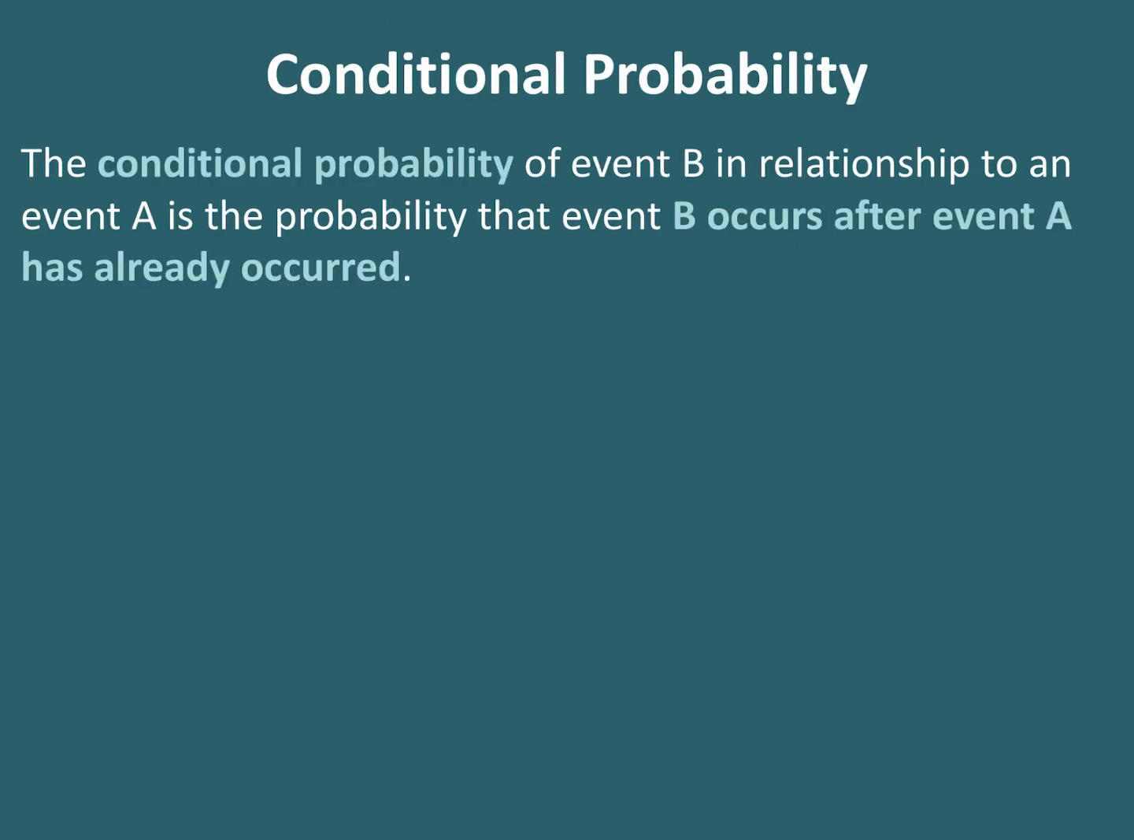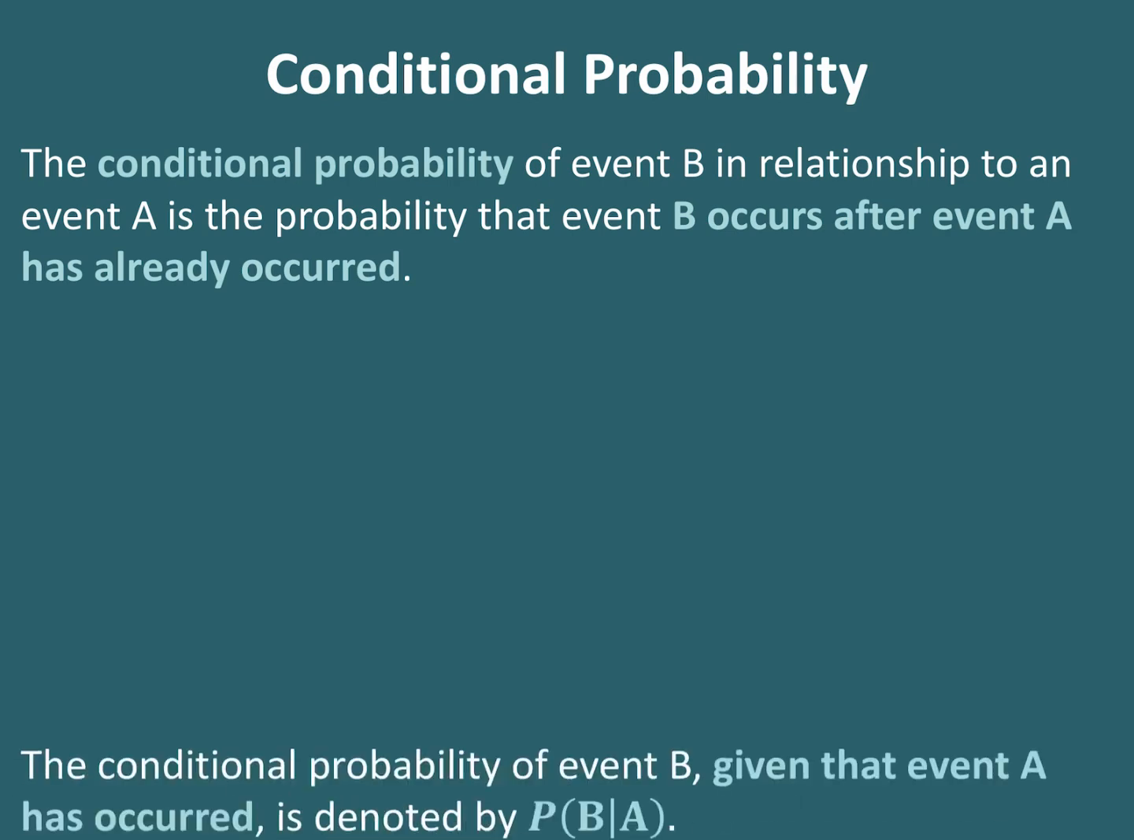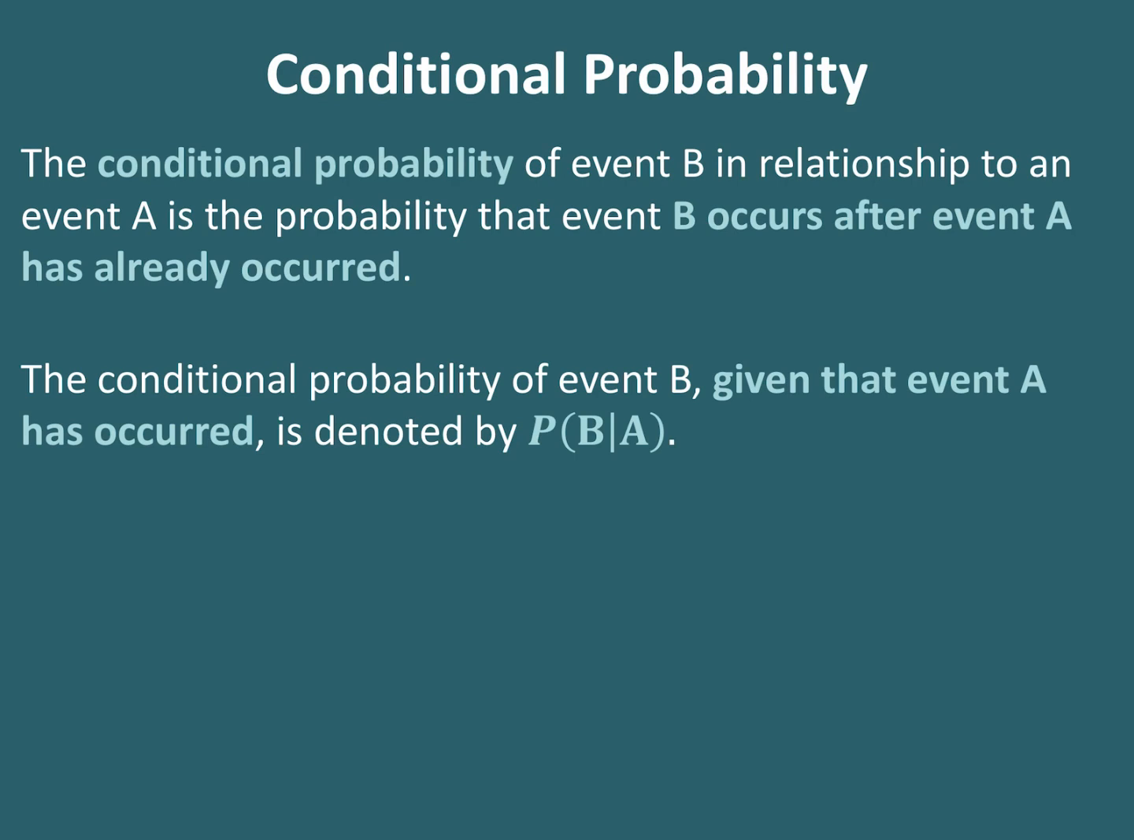Conditional probability. The conditional probability of event B in relationship to an event A is the probability that event B occurs after A has already occurred. The conditional probability of event B, given that event A has already occurred, is denoted by the following notation. That is, this is the probability of event B, given that event A has already occurred. The vertical line that you see in this notation means given that.